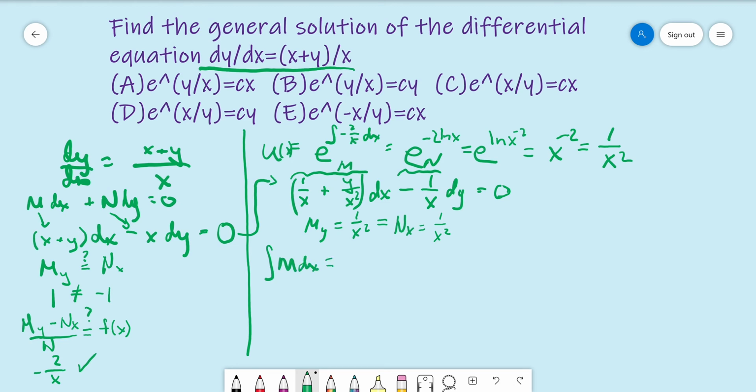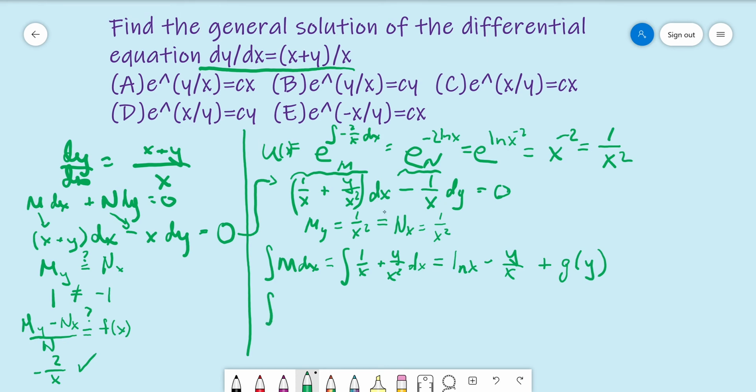Well, the integral of (1 over x plus y over x squared) dx is going to equal the natural log of x minus y over x, right? Because the integral of x to the negative 2 is negative x to the negative 1. So that's going to be the integral of M. And then we can't forget that we have to add here some function, let's call it little g, of y.